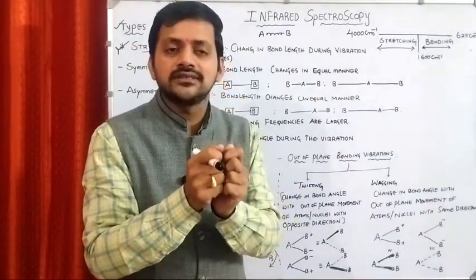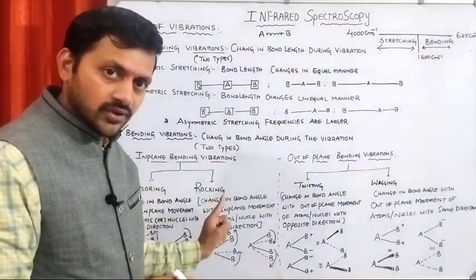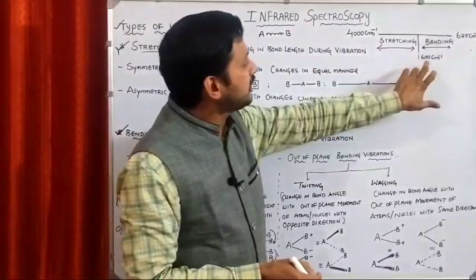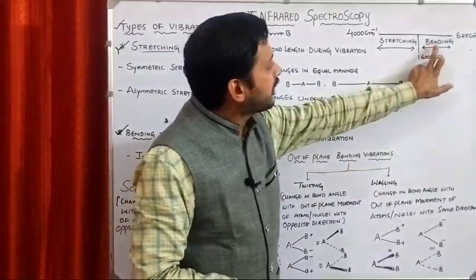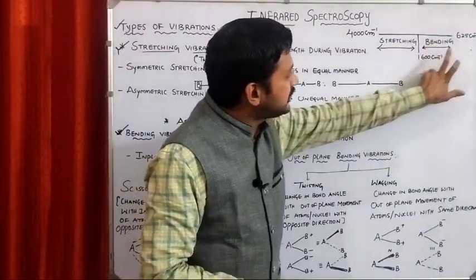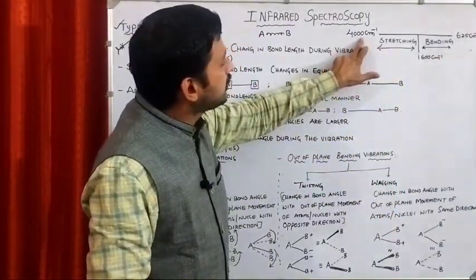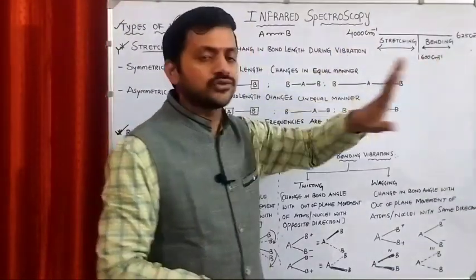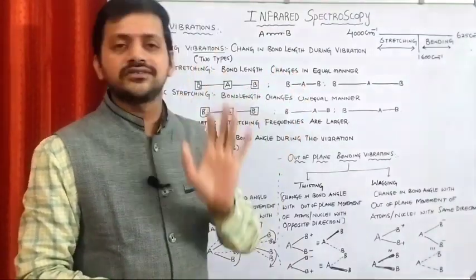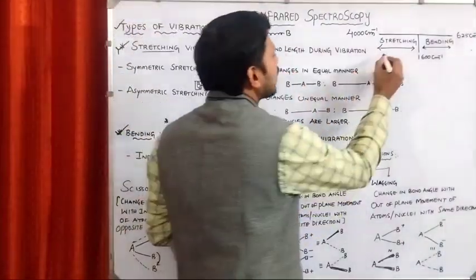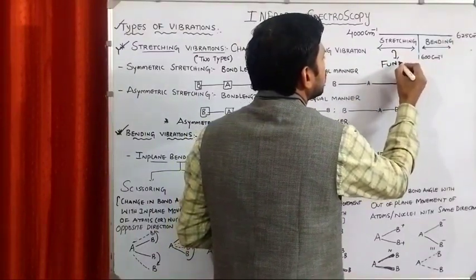Why the stretching frequencies are higher compared with the bending frequencies, we will discuss. Okay. So simply here you need to remember this phenomenon. Bending vibration frequencies are observed in between 1600 to 625 centimeter inverse. Stretching vibrations are always observed between 4000 centimeter inverse to 1600 centimeter inverse. Whatever organic functional groups we have, all the organic functional groups have these kinds of stretching vibrations.